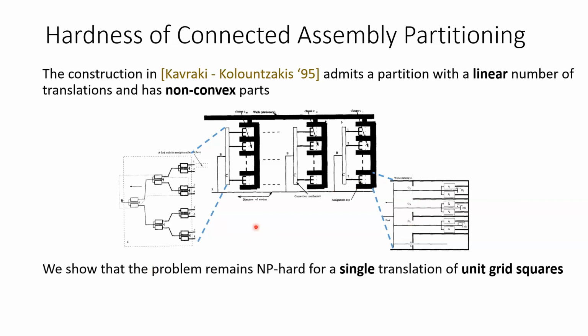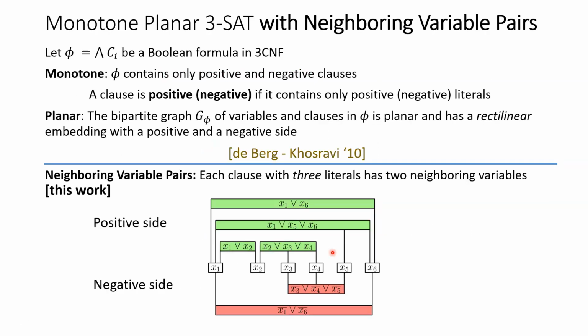And our case is much more restricted in that we only allow a single translation in order to partition the assembly. And we're also restricted to unit grid squares. So we show that even under this restriction, the problem remains NP hard. We do that by reduction from a new planar SAT variant, which I will briefly describe.